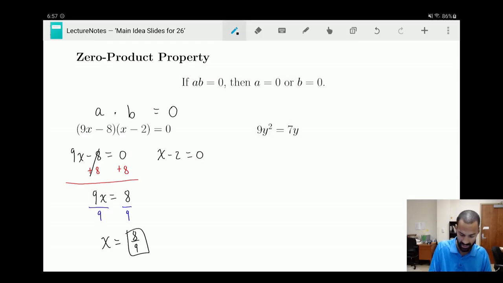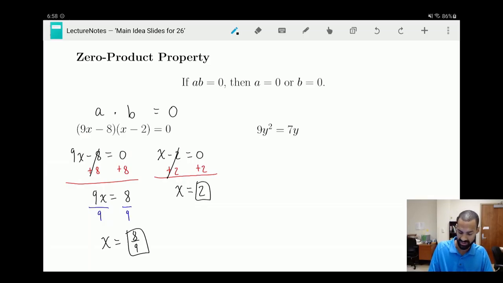That's one solution. I could add 2 to both sides on the second equation here. 0 plus 2 is 2. There's actually two solutions here, right? If I plug in 8/9 into this right here and here, I'll get 0 times something. If I plug in 2 here and here, I would get something times 2 minus 2 is 0. Okay? So in either case, I get a 0 that appears in the multiplication. The result ends up being a 0. Okay? So 8/9 and 2.